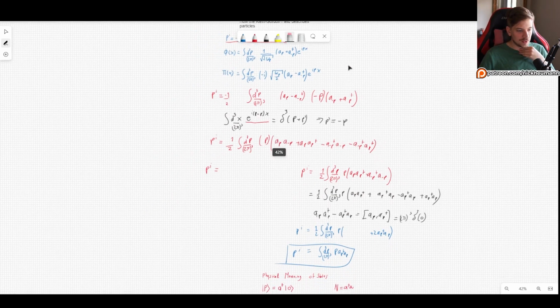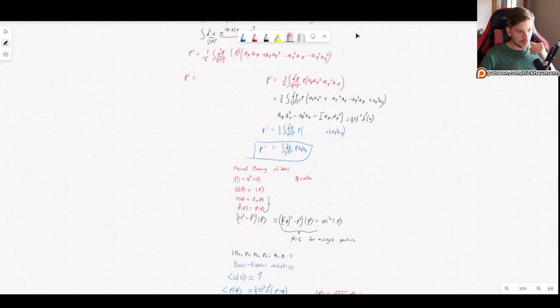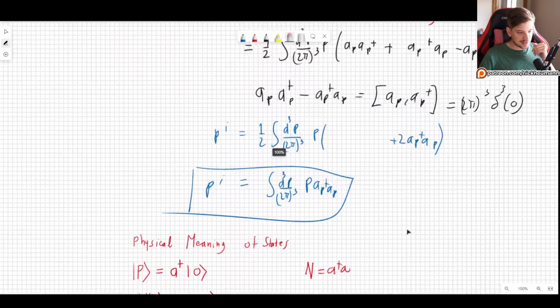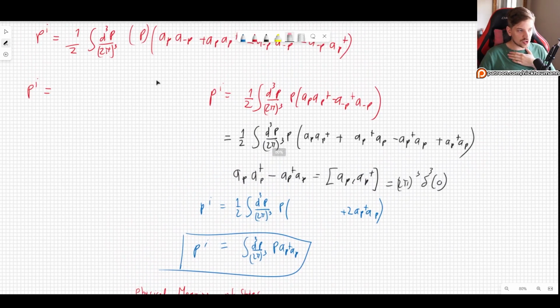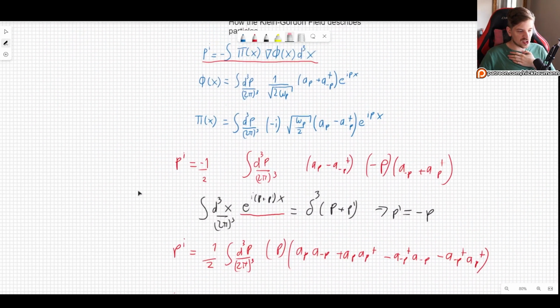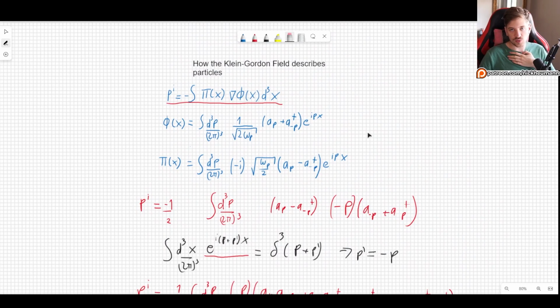So that is what we found in this video. And we also found a very nice expression for the momentum operator, while also getting a bit more acquainted with some of the algebra that we need to do when doing quantum field theory.